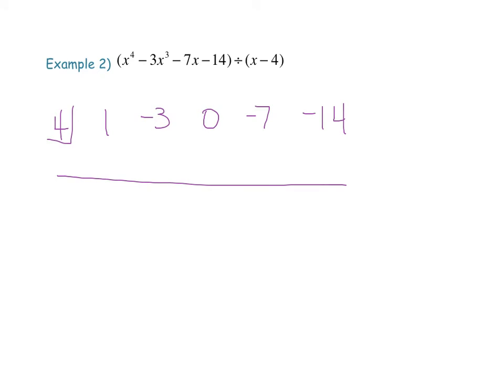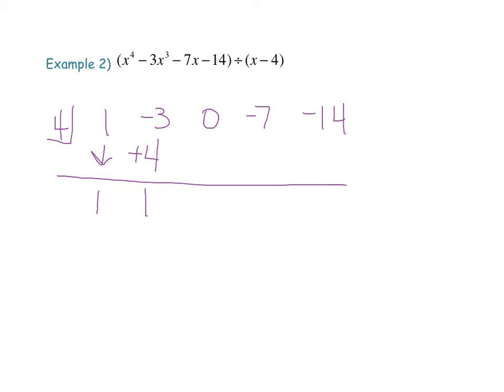So now we're ready to bring down the first term below the line, which is 1. So we are going to multiply the number in the shelf to the number below the line. So 4 times 1 is 4, and I place it right here in the next column. And it's positive 4, so I'm going to put a plus sign in front of it. So now I'm ready to combine the like terms in this column. I have negative 3 plus 4 is positive 1.